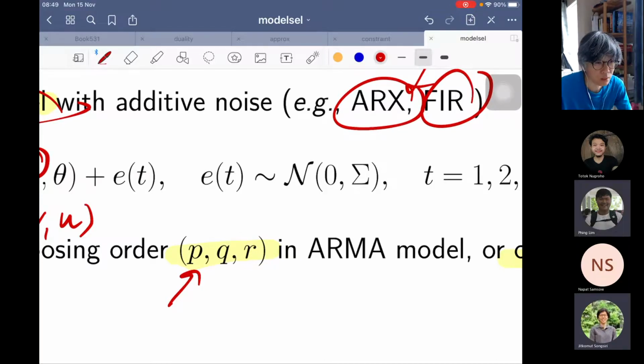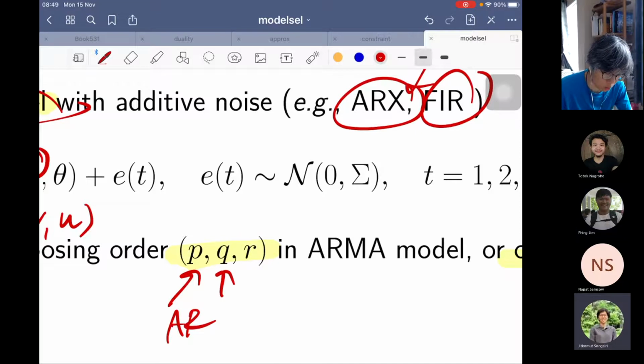The order of A of term. The order of what? A of term. AR. What about Q? Q is the integrate. The term of integrate. No. Sorry, I confused it with ARIMA. I forgot it.